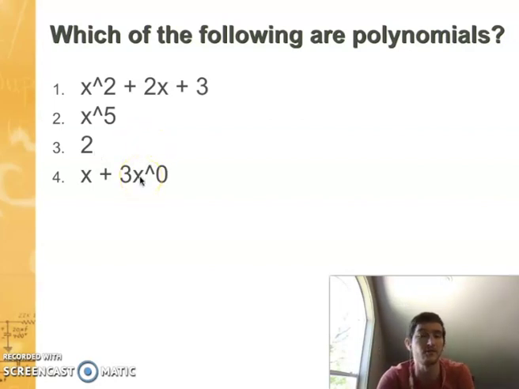All right, so for our final one, number 4, we've got x plus 3x to the 0th power. So really this is involving 2 terms, right? Your x and then x to the 0th power, that would just be 1. So it's really x plus 3. That is also a polynomial. You've got more than one term.